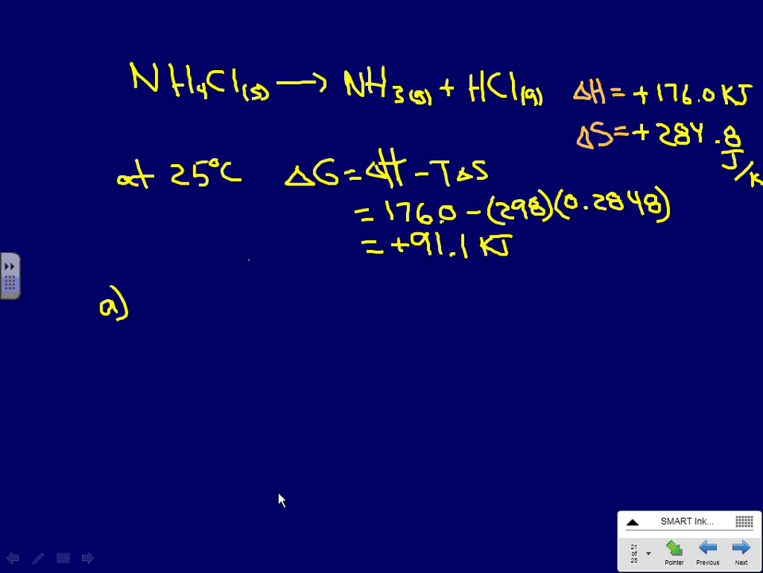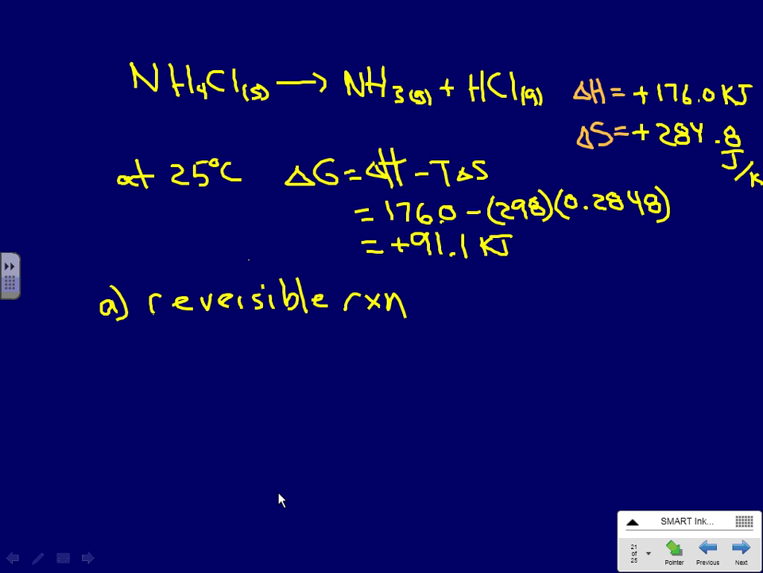Is this reaction spontaneous, non-spontaneous, or reversible? What did you find? Reversible. How'd you know? They've got the same sign. They're fighting against each other. This is a reversible reaction. Reversible means it has the potential to go both ways. It can be spontaneous and it can be non-spontaneous, depending on the temperature. That's what reversible means.